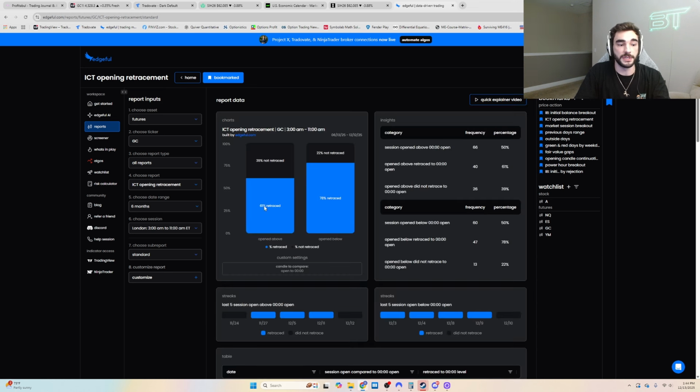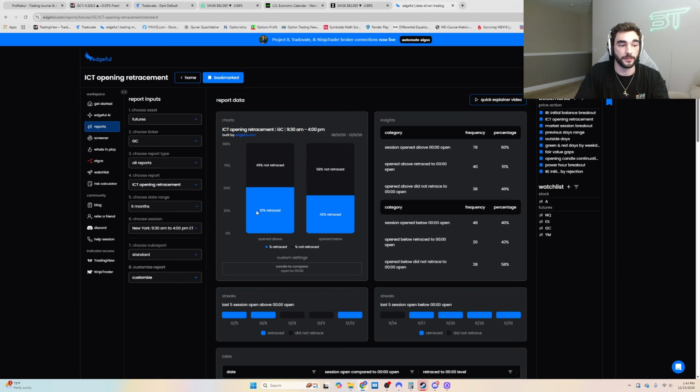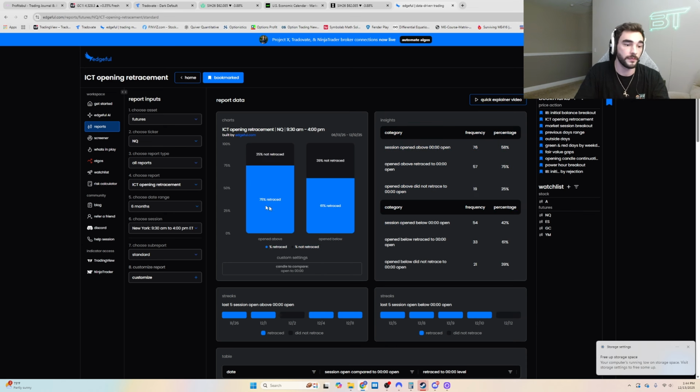I hop over to GC. If you open above, it's not very nice. Open below, it's decent. I personally don't use this stat in GC. If you look at the New York session, this stat is garbage. It's abysmal. 51%, 42%. If I hop over to NQ, 75% and 61%. So overall, it's good on the indices like NQ, ES, but it's bad on metals.